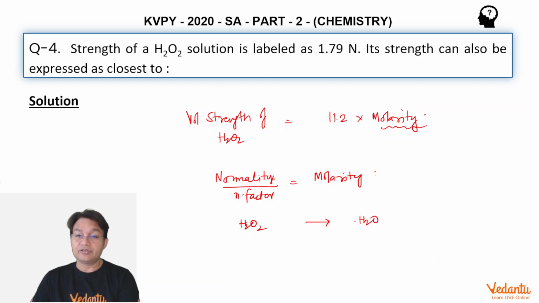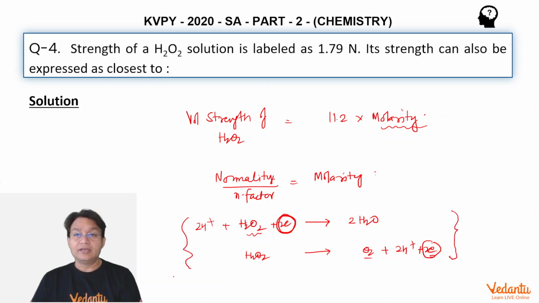So if you balance this equation, you're going to get twice of H plus and 2 electrons. So the n factor is 2 for H2O2 acting as an oxidizing agent. But it can also act as a reducing agent. Then it will give O2 plus twice of H plus 2 electrons. In this, it will provide electrons. Once again, it has an n factor of 2. So whether it is acting as an oxidizing agent or a reducing agent, the n factor is always going to be 2. So you can of course express its normality into molarity by using the n factor 2.